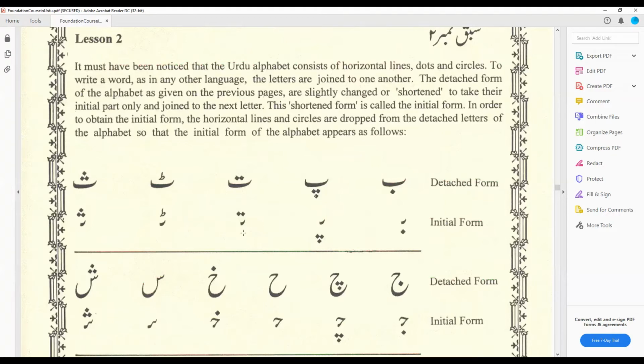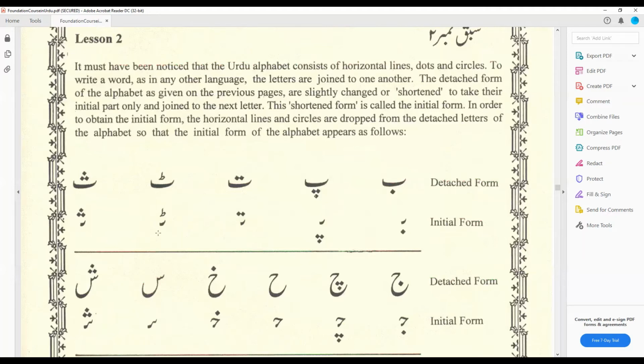Next letter we have is say. This is say, two dots. Day. Next, tay. Just notice the shape of the letter.